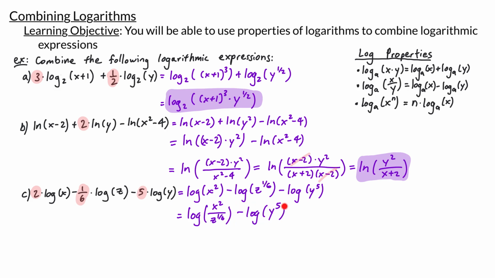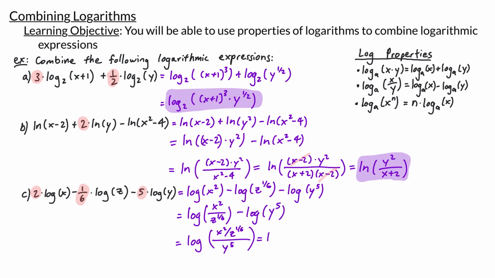Next, we can combine these two logarithms together, again, by dividing what's inside. This is going to give us log of, well, our first inside is going to become the numerator, so I'll have x squared over z to the 1/6 in the numerator, and then we're dividing this by y to the 5th. Now, when we have a complex fraction like this, remember, instead of a division, we can think about this as multiplying by the reciprocal.